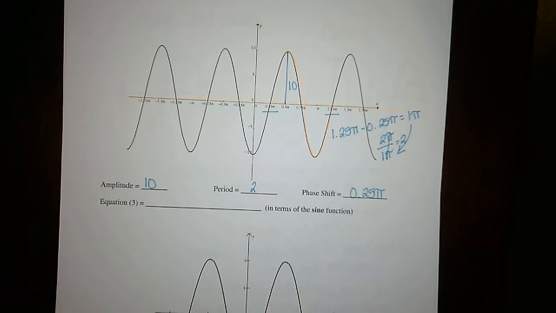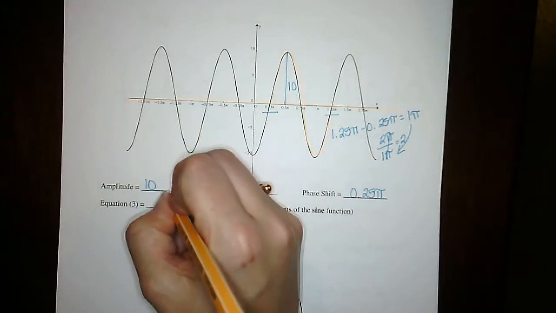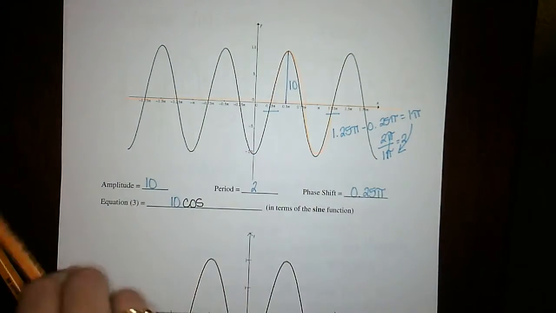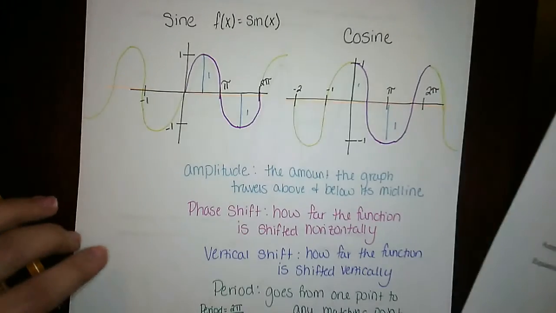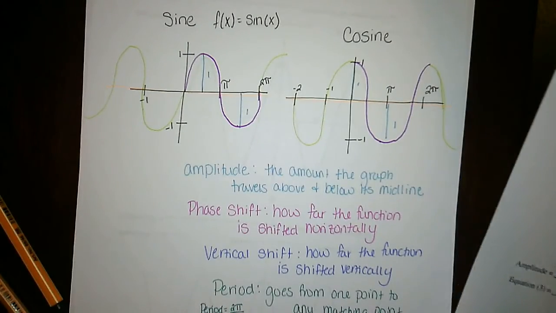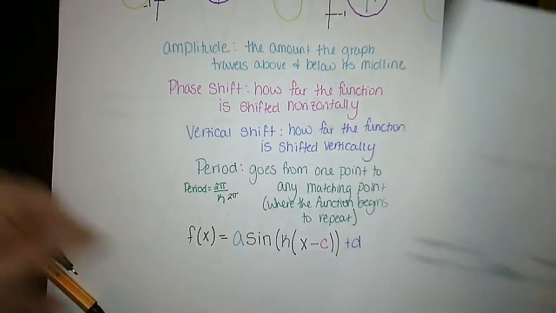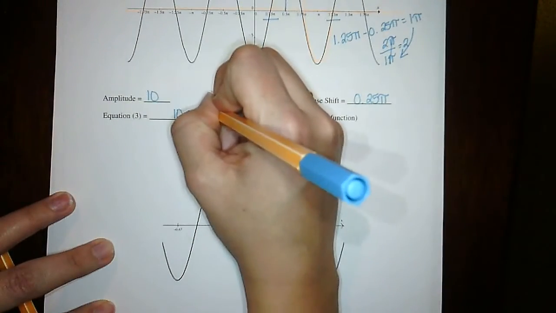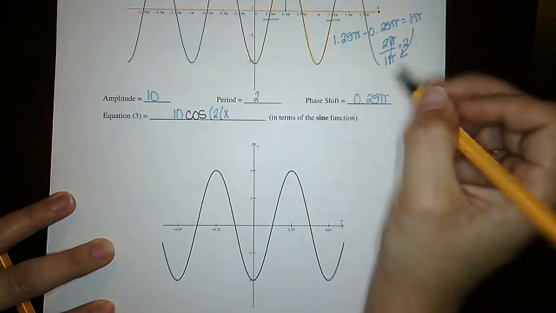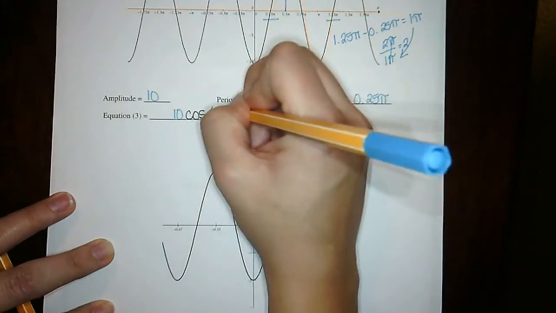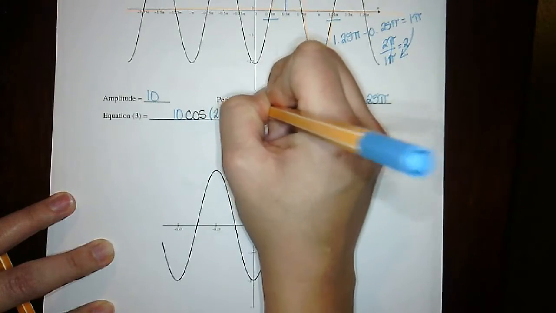Now we take this information and put it into our equation. So we have 10 cosine, and then period is going to go in front of x, phase shift goes behind. So our period here is 2x. Our phase shift is, remember it's positive, we change the sign, so it's negative 0.25 pi.